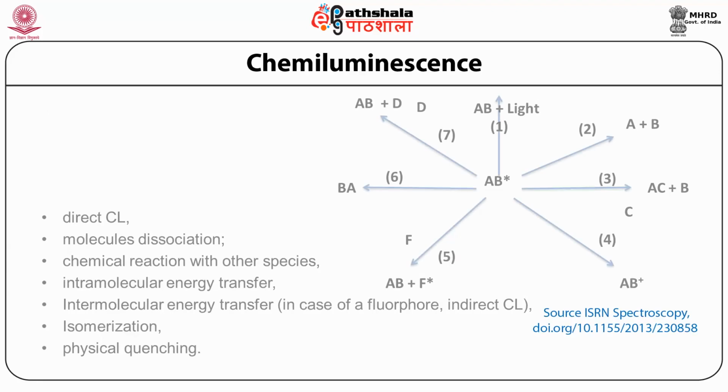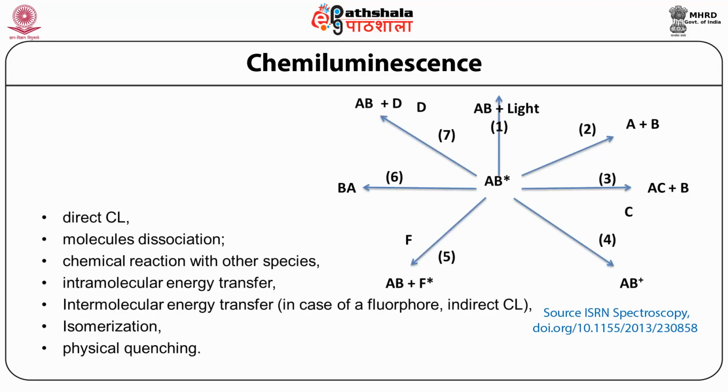Here we can see different processes that lead to losing energy from the excited state. Let's assume AB star is the excited or energy-rich species. The system can come into the ground state in a number of forms. First, it can be a light emissive process wherein it will come back to the ground state giving back the molecule and light. It can dissociate. The energy it has gained will result in the dissociation of the molecule. In such cases, no luminescence is observed.